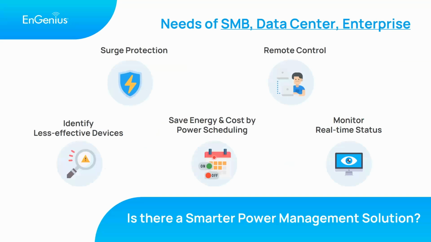In the SMB, data center and enterprise environment, usually they'd have a more advanced power source, advanced sockets. They would be equipped with surge protection because they need to protect, let's say, servers, switches, enterprise-grade equipment, PCs, and so on. So usually they would have this as standard. For SMBs, data centers and enterprise environments, usually there is a need for remote control services. They would need to monitor this in real time.